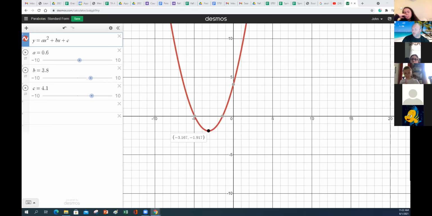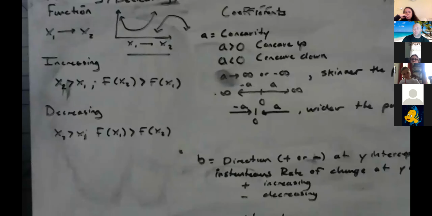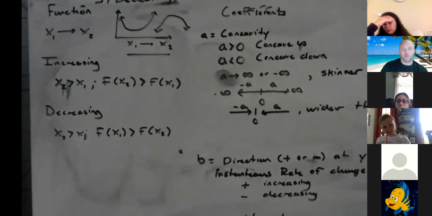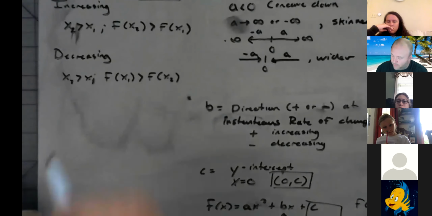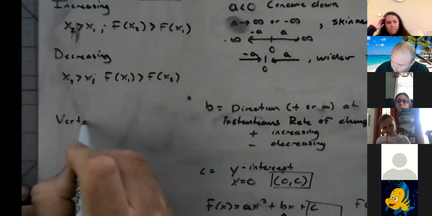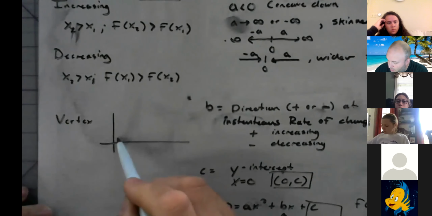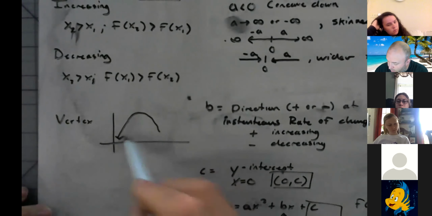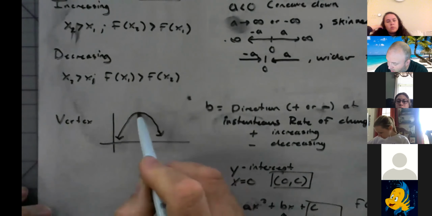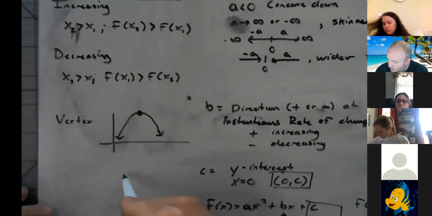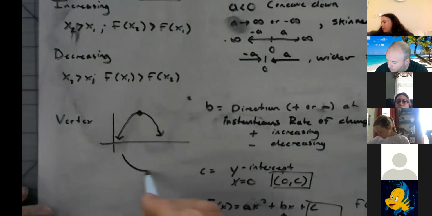All right, now another important piece that I want to bring up is called the vertex. Now the vertex is important because that tells me the peak or valley. Okay. Vertex. I'm going to start with the visualization where if it is concave down, it's the highest most point. If it is concave up, it's the lowest point.